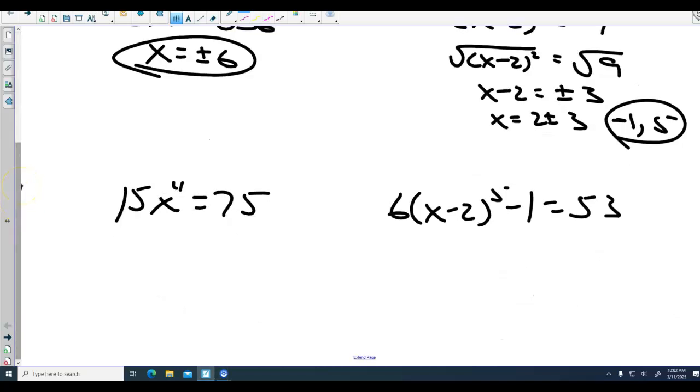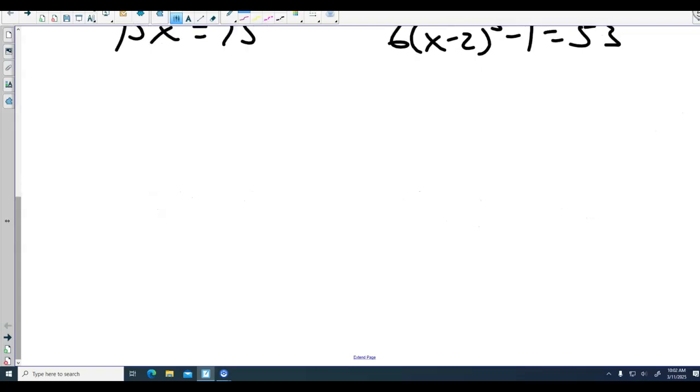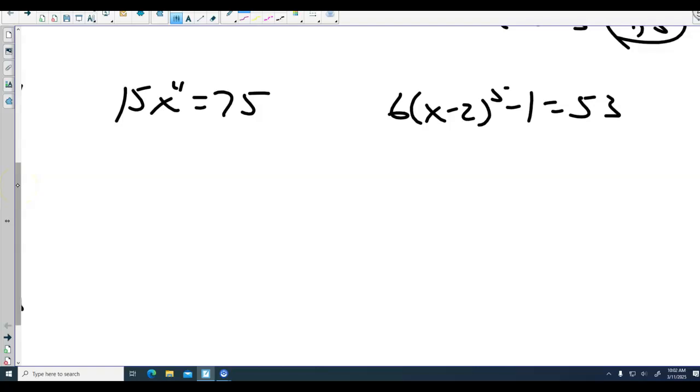Now our exponent's higher than 2. So we're not just taking the square root. We're taking whatever the exponent is, and that's the index we're going to use. So first, I've got to get the variable or the parenthesis with the exponent alone. 75 divided by 15 is 5. So we have x to the 4th equals 5.